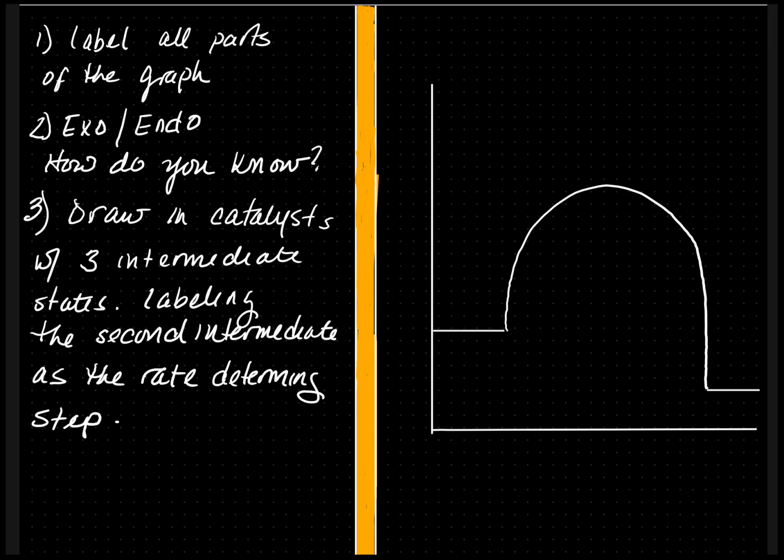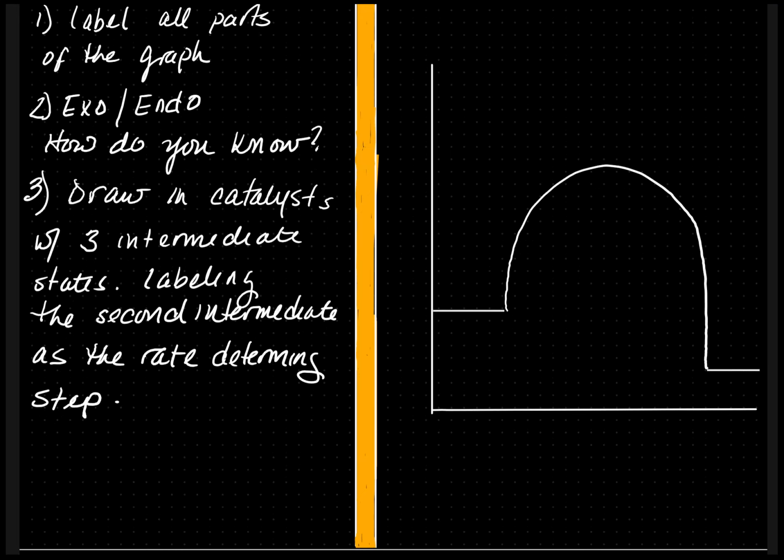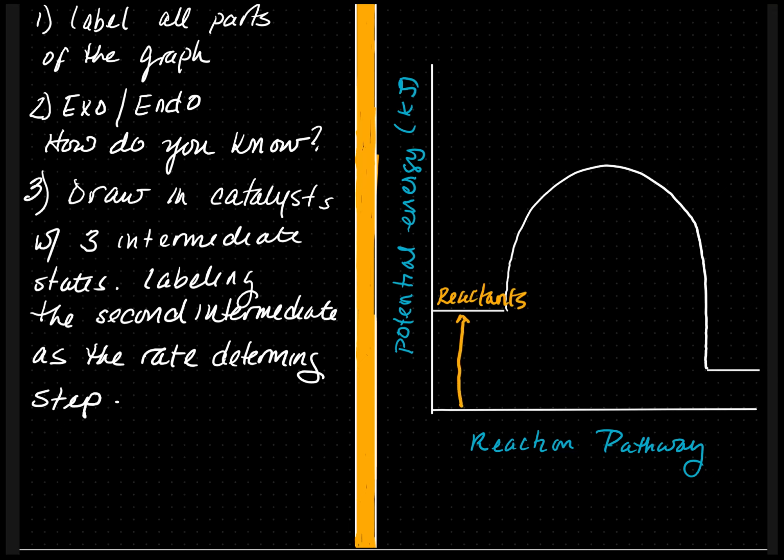Number 1, it says label all parts of the graph. In the vertical axis, this will be labeled as potential energy, usually in kilojoules. In the horizontal axis, it will be reaction pathway, reaction coordinate, or time. For the forward reaction, my left will be my reactants, so my enthalpy of the reaction. So my enthalpy of the reaction will be from the horizontal axis to the reactant.